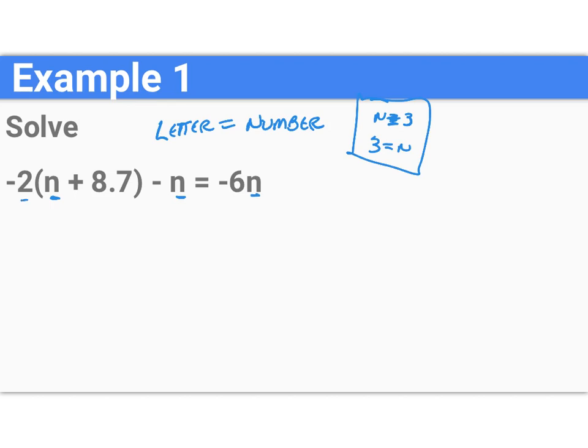So I noticed that -2 is being multiplied to a group. So the first thing I would do, I would add n to both sides. So now I have something multiplied equals -5n. So that's where I would start. I would get rid of this n first. Now I have two things, and that's the idea. You want to cut it down to as few things as possible.